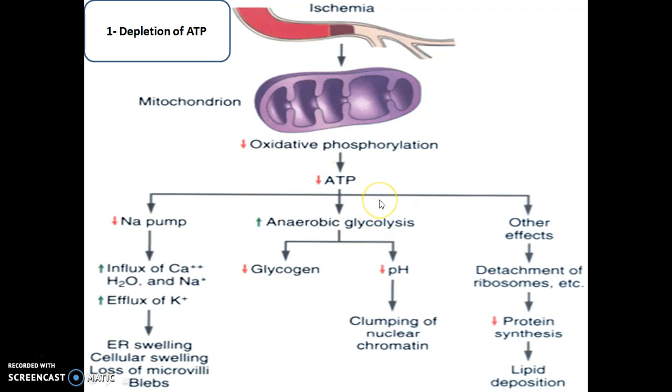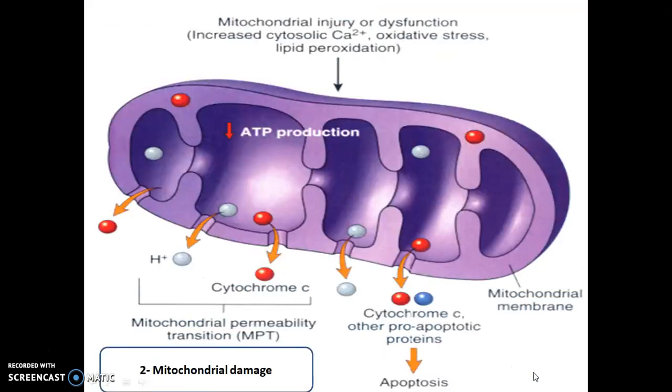As I have mentioned previously in the flow chart, there is increase in anaerobic glycolysis. Because of increased anaerobic glycolysis, there is decreased glycogen and decreased pH, which results in clumping of nuclear chromatin because of lactic acid formation. The other defects are decrease in protein synthesis, and it ends in lipid deposition in the form of fatty change in the cell.